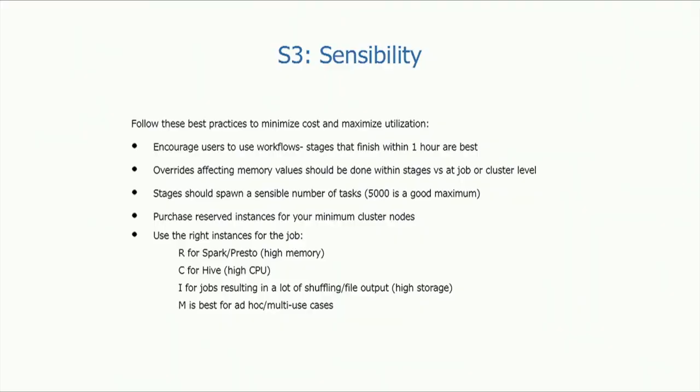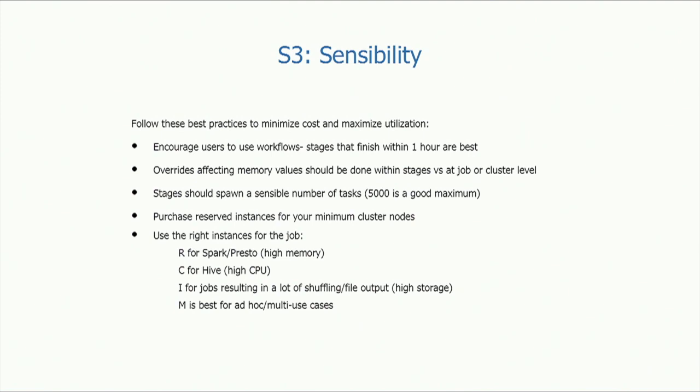Number 3, stages should spawn a sensible number of tasks. 5,000 here is what I recommend, just because that tends to strike a good balance, especially in a heavily shared environment. But if you don't have as much contention for resources or not as many people sharing a cluster, or you have an insanely huge cluster, this doesn't matter as much. But that's generally a good number to keep a balance of jobs turning around in a timely manner.